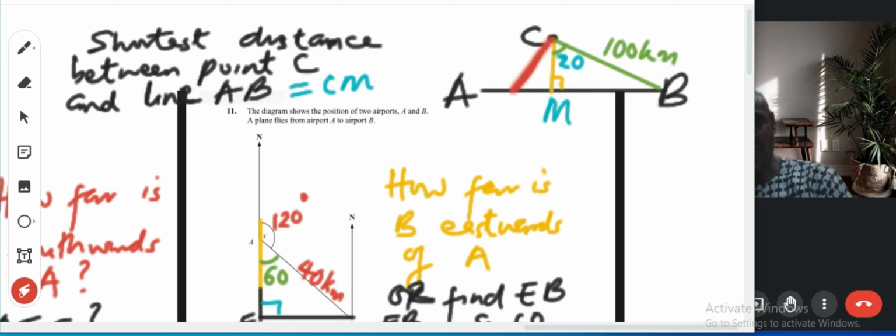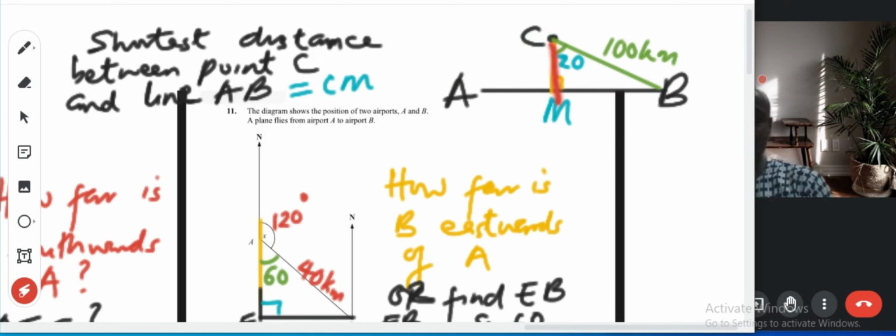If you move from here to here, it's longer. Every other distance from C to line AB will be longer. The shortest is just directly to line AB, making angle 90 degrees with it. So CM is the shortest distance.